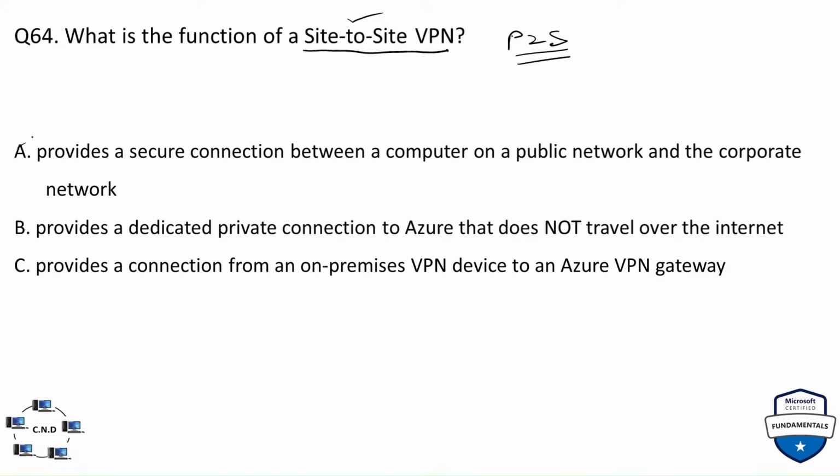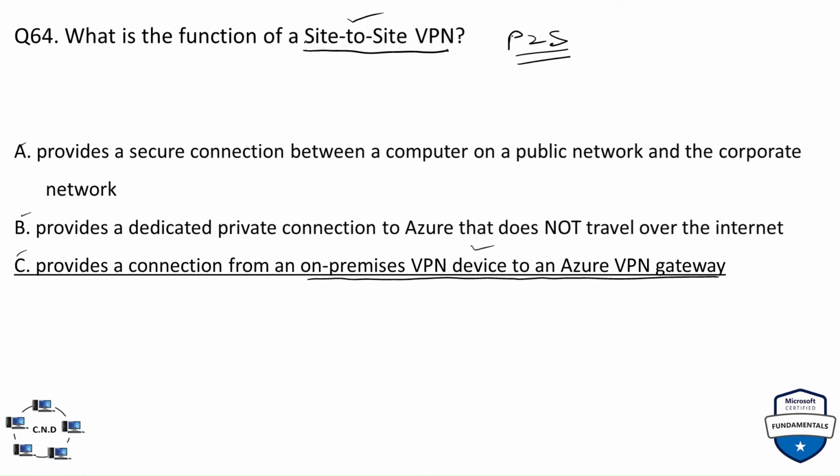The options are: A, provides a secure connection between a computer on a public network and the corporate network. B, provides a dedicated private connection to Azure that does not travel over the internet. And C, provides a connection from an on-premises VPN device to an Azure VPN gateway. And the correct option is C, that the site-to-site VPN is used to provide a connection from an on-premises VPN device to an Azure VPN gateway.